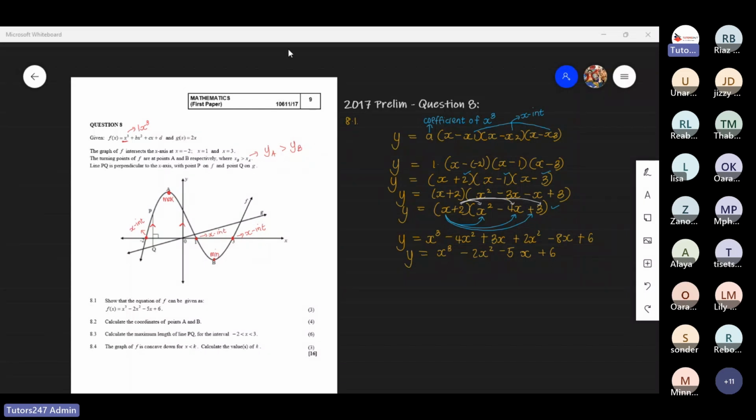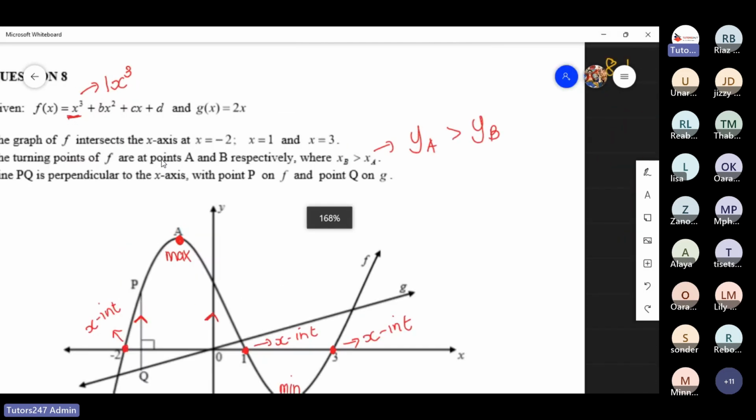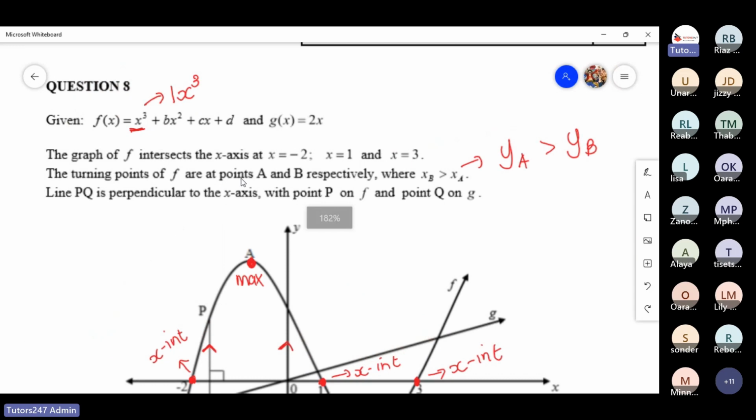Okay, we got the value of a from the question. Just give me a moment, I will zoom in for you. So the student that asked the question in the chats, our value of a is over here.